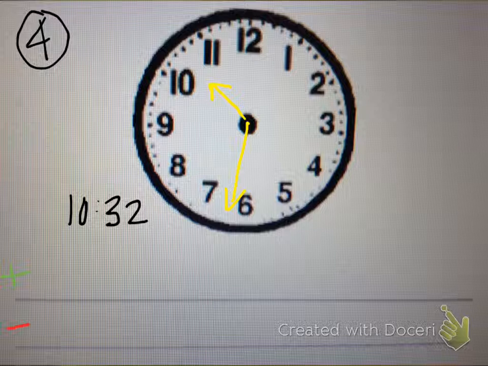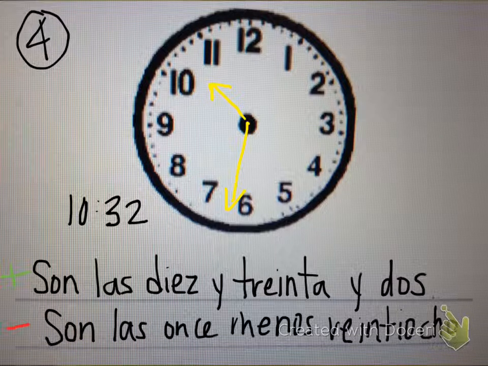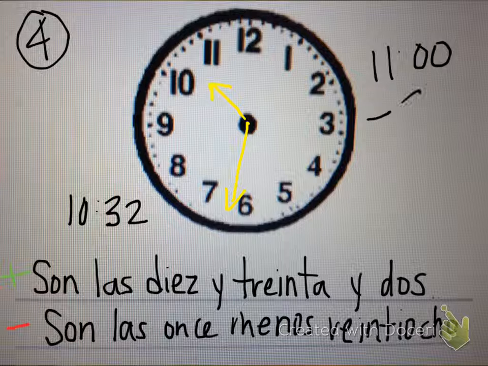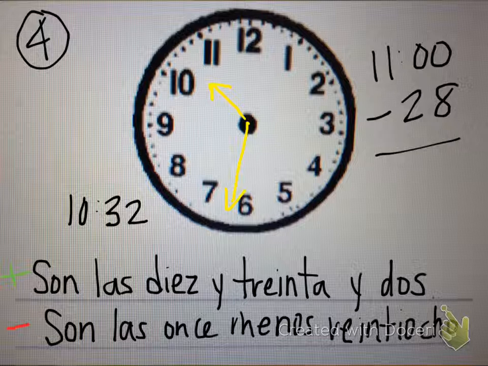Okay, here the answers are. Okay, you should have had to think a little harder for this one because it was 10:32, which is 11 o'clock minus 28 minutes. So it was 28 minutes until 11 o'clock. Okay, hopefully you got that one correct. Pause it if you need more time to check your answers are right.